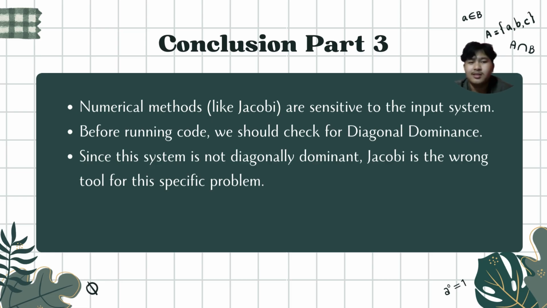In conclusion, this experiment proved that we can't just throw any equation into a computer solver, because our system lacked diagonal dominance. The Jacobi method failed. For a system like this, we will need to rearrange the equations or use a different method entirely.